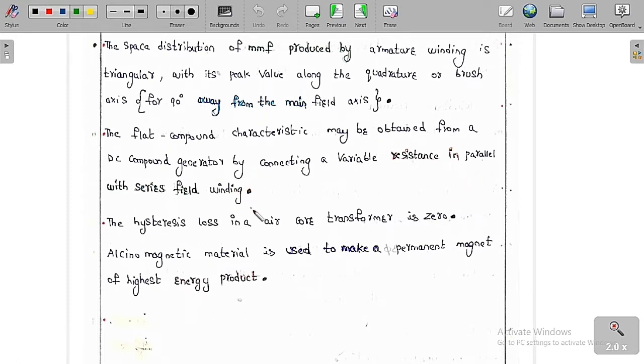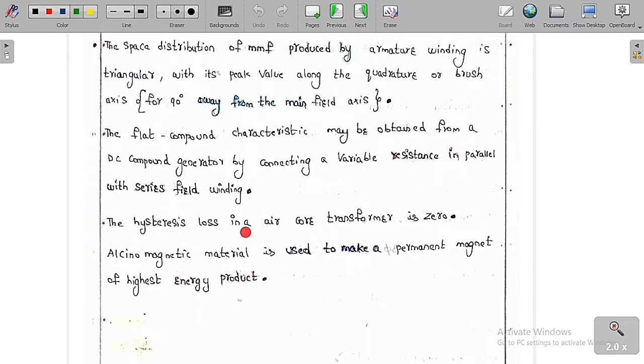So for this, in a DC compound generator, if you connect a variable resistance in parallel with the series field winding, then you are going to get the flat compound characteristics. Simply we can say that the flat compound characteristics may be obtained from a DC compound generator by connecting a variable resistance in parallel with the series field winding.